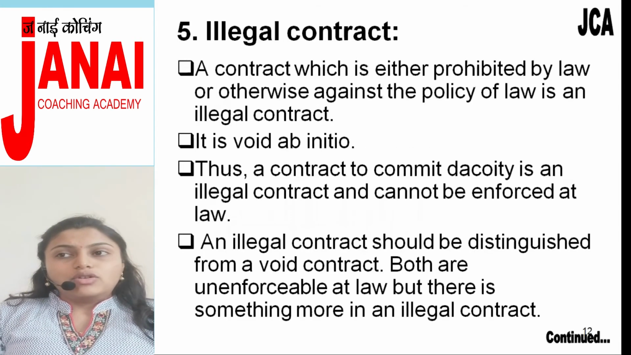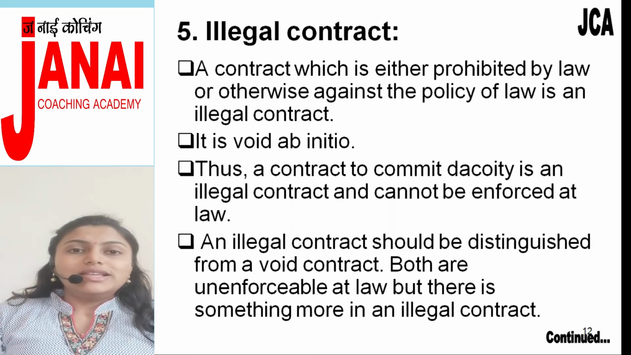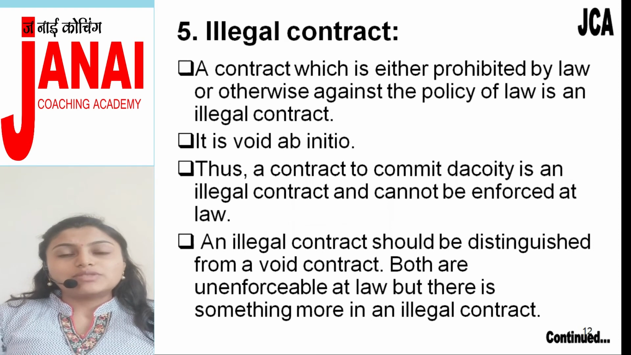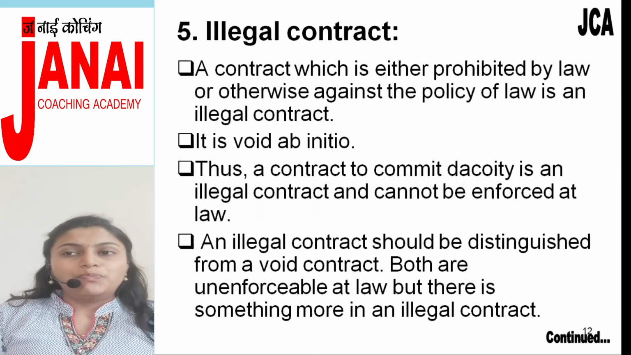Next is illegal contract. A contract which is either prohibited by law or otherwise against the public policy will be called an illegal contract. It is either prohibited by law itself, or it is against the public policy as per the court or as per the law, then it will be called an illegal contract, and such contracts are void from the beginning only, that is void ab initio.